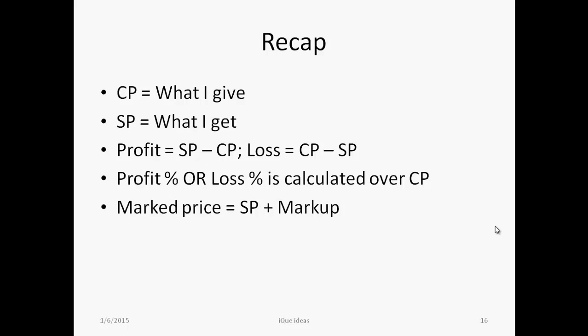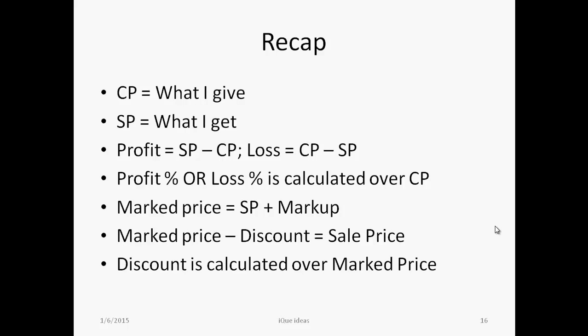Marked price is nothing but the sale price plus the markup amount, and marked price minus the discount gives you the sale price. So discount is always calculated over marked price. So for discount calculation, the marked price is supposed to be taken as 100%.